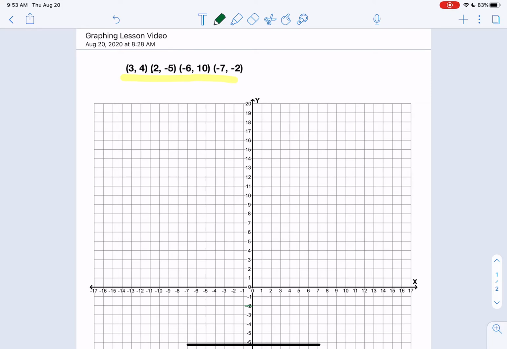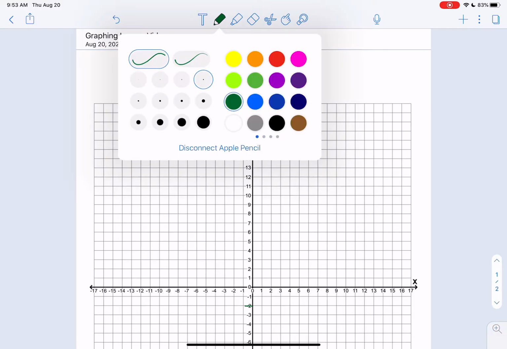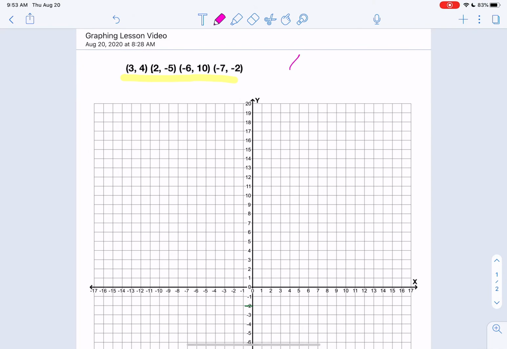The first thing you want to remember when you're plotting points onto a graph is that your first number is always your X and your second number is always your Y. So if I'm looking at this very first point, that means my 3 is the X and my 4 is the Y. Okay, so that's the first thing.